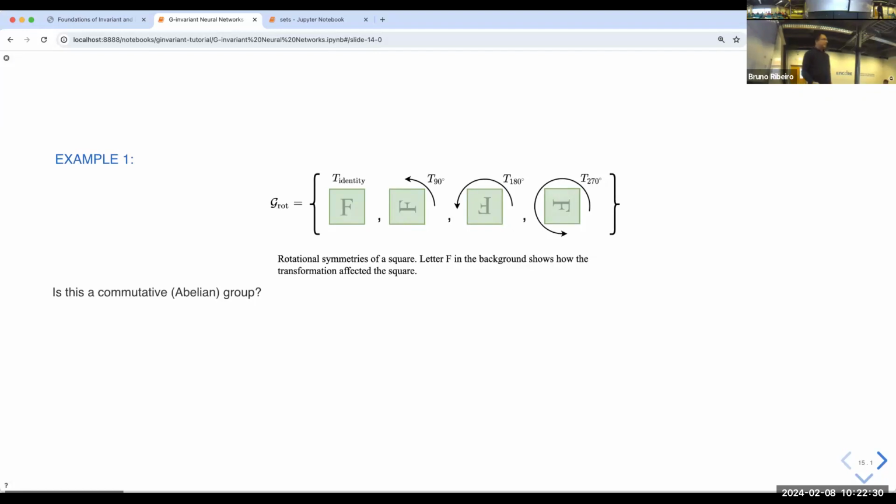Yes or no? Yes. This is an abelian group, right? Applying this rotation, if I apply another rotation, is the same as reversing the order, right?